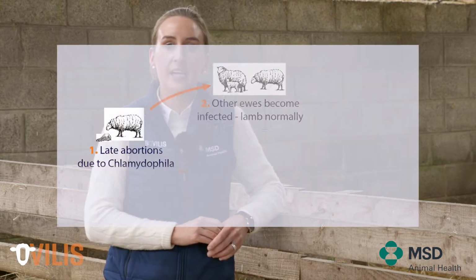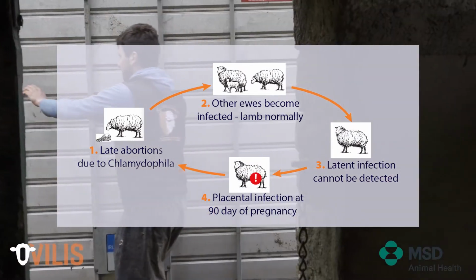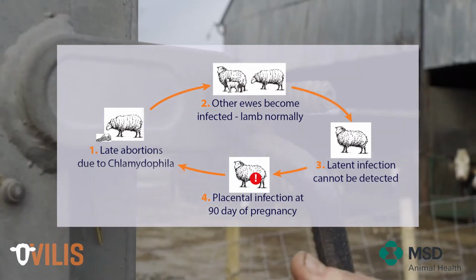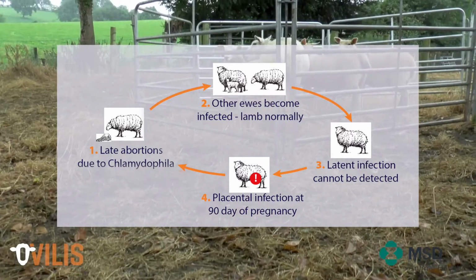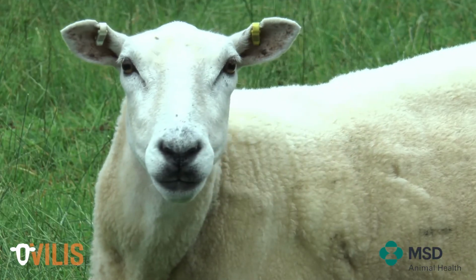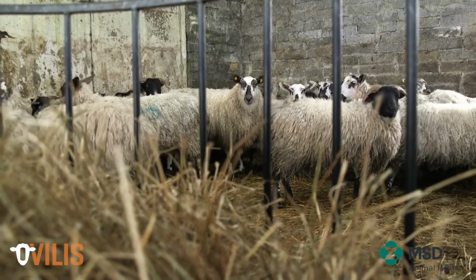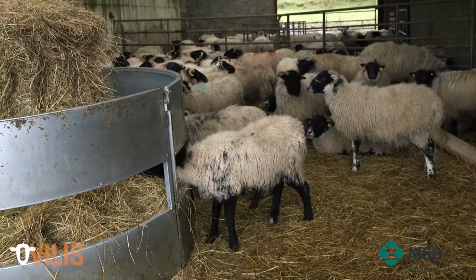If you have a clean flock and don't have an issue with enzootic abortion, the only way that this can be introduced into your flock is by purchasing in a latently infected ewe. This is a female that has been exposed to Chlamydophila abortus in the lambing pen in the previous year, and she then becomes latently infected. Next year, when she's pregnant, around 90 days of gestation, the infection causes an inflammation in the placenta. This then results in the ewe having an abortion and expulsion of the fetus and the placenta.